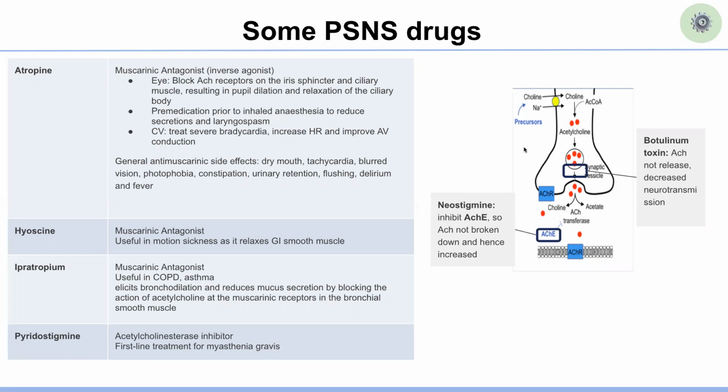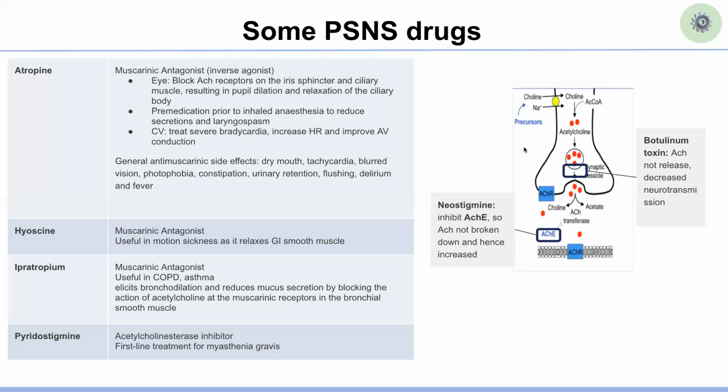Remember, activating the muscarinic receptors cause gut motility, so blocking them would relax the smooth muscle in your gut. Ipratropium is another muscarinic antagonist, which causes bronchodilation and reduces mucus secretion. So it's useful in things like COPD and asthma. Pyridostigmine is similar to neostigmine, and it inhibits acetylcholinesterase, which is the enzyme that breaks down acetylcholine. And when it inhibits acetylcholinesterase, it increases acetylcholine.